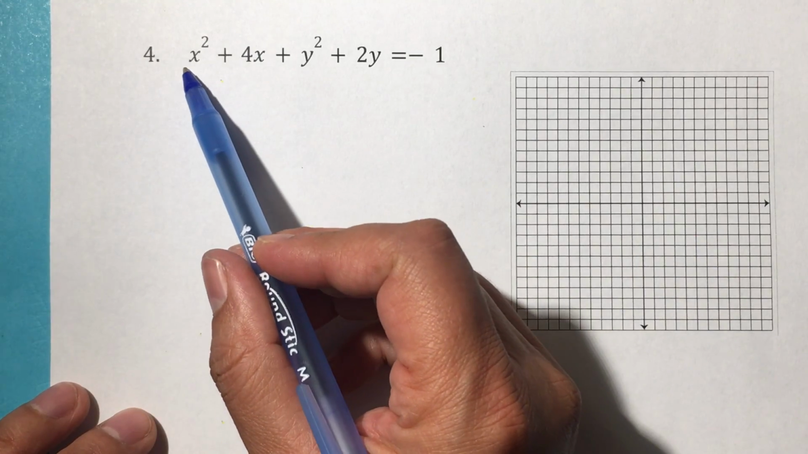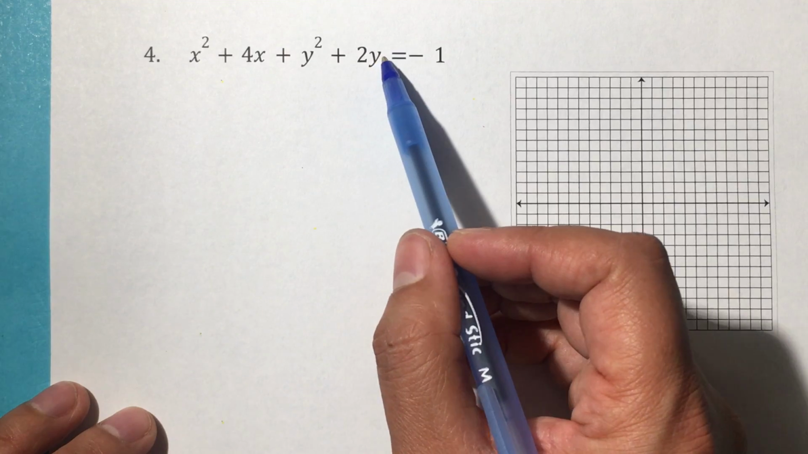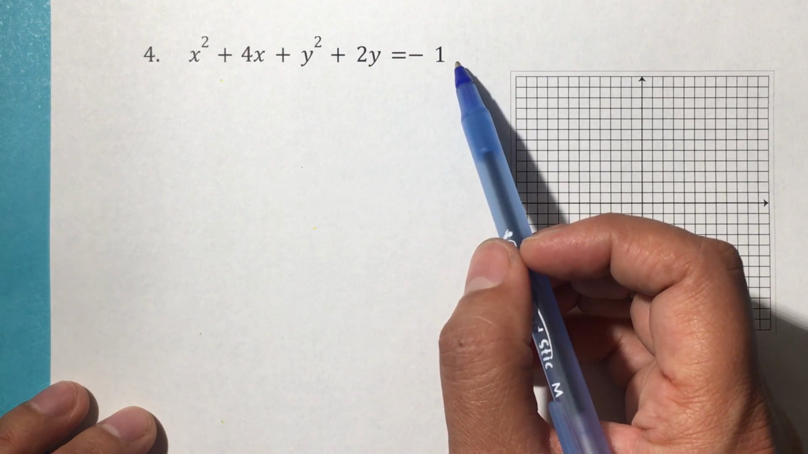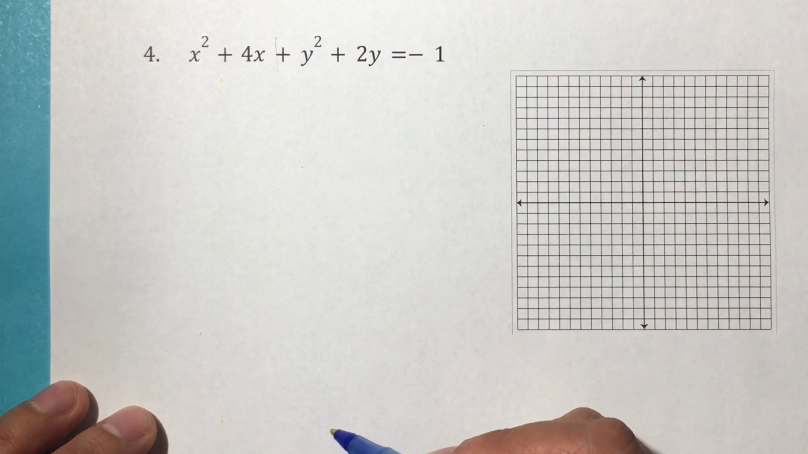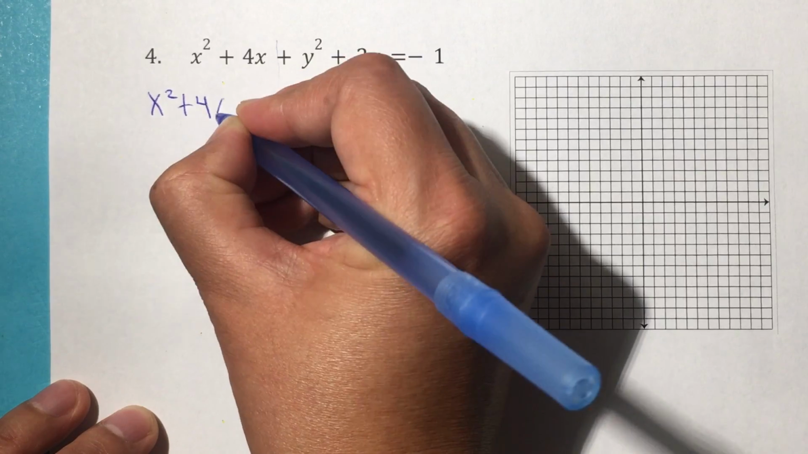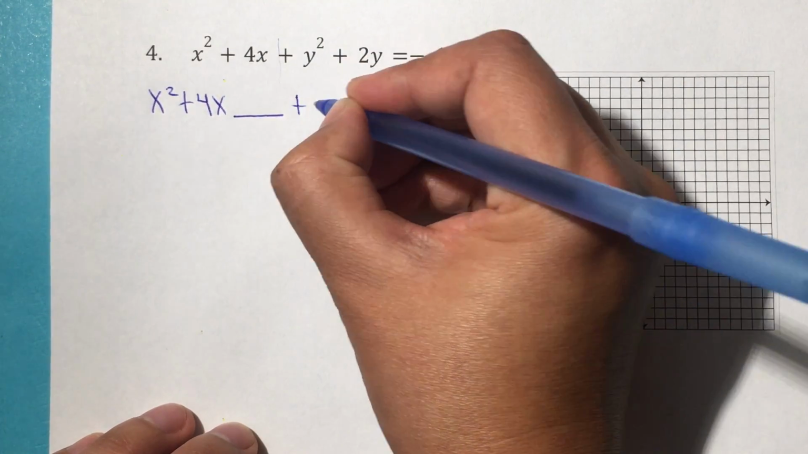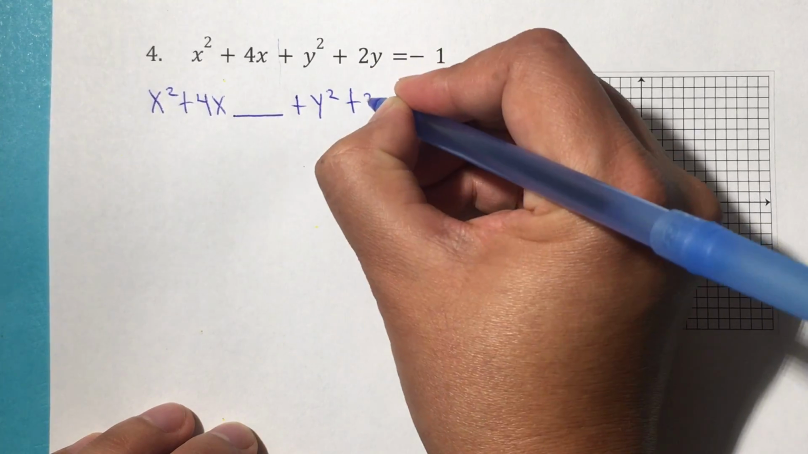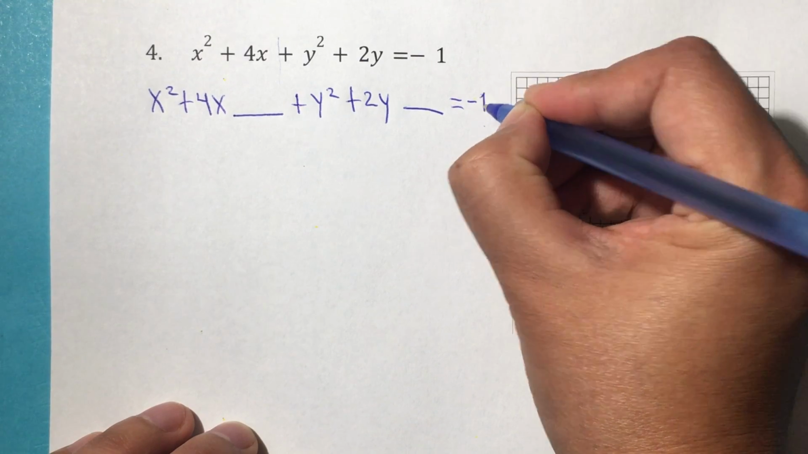For the next one, what I want you to notice is that we have 2 terms for x, 2 terms for y, equal to the -1. So we can complete the square for each one of these parts. So let's rewrite it so that we can leave that spot so that we can complete the square for x. We can complete the square for y by adding and then equals to -1.